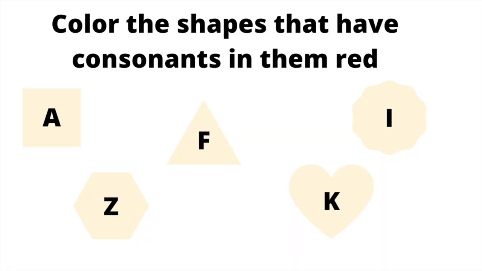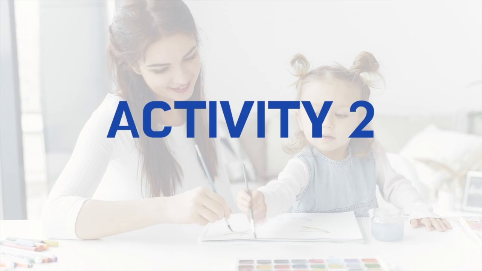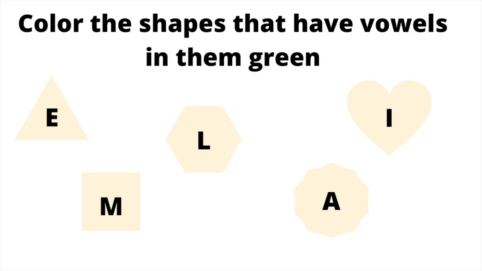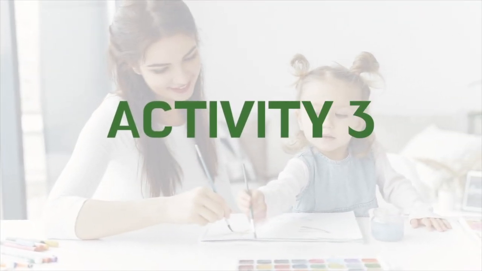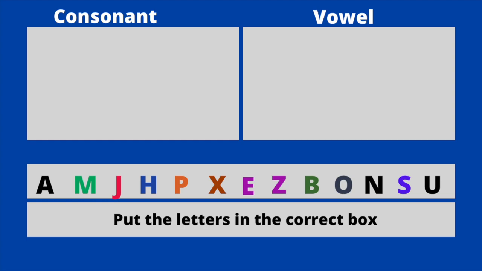Now let's do some practice. Activity 1. Now look at the picture very carefully. Color the shapes that have consonants in them red. Activity 2. Now color the shapes that have vowels in them green. Activity 3. So you can see there are two boxes, consonant and vowel. Now put the letters in the correct box.